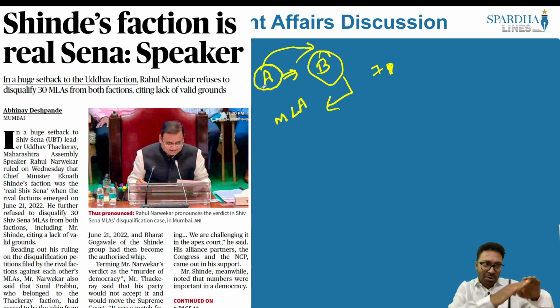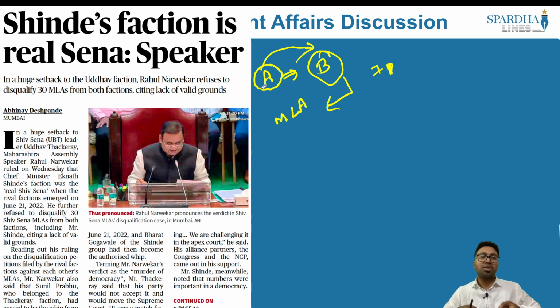So what exactly happens? There were two groups within Shiv Sena. One is led by Uddhav Thackeray, the other by Eknath Shinde ji. These two people ultimately say that they are the real face of the Shiv Sena. So Shiv Sena has seen a split, and then ultimately they go before the Supreme Court of India. Even earlier to coming before the Supreme Court, Eknath Shinde as well as their party members, since there is a split, join hands with the BJP.